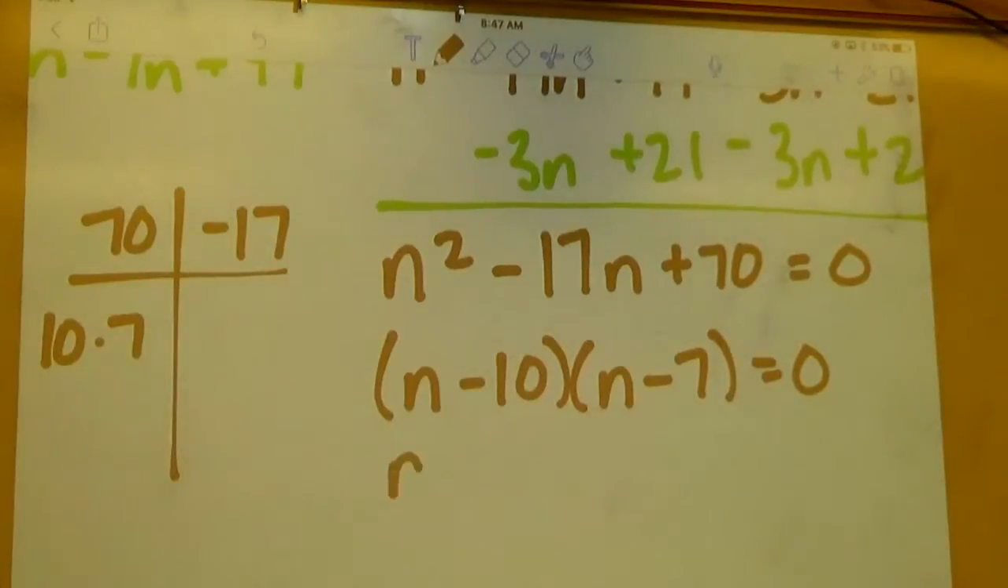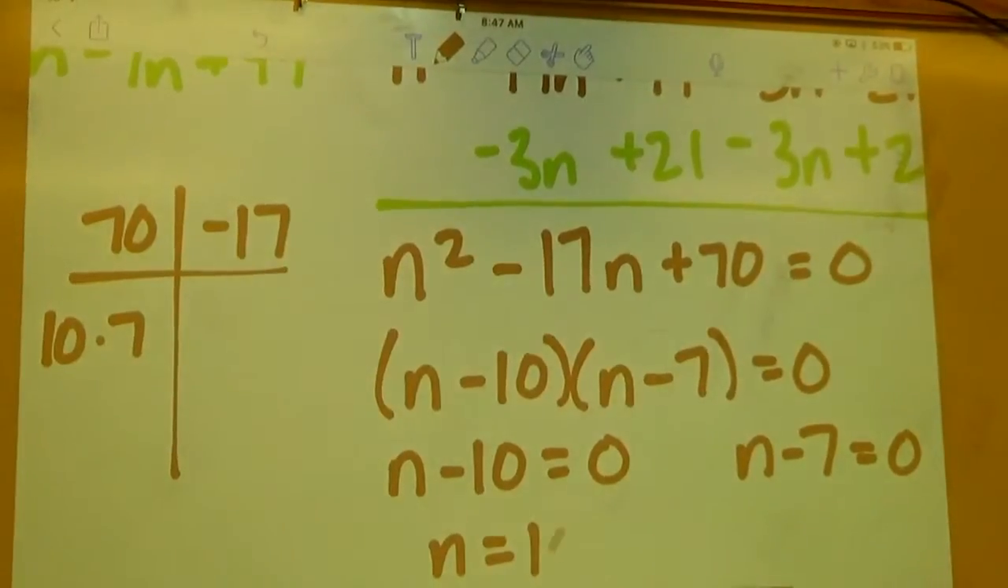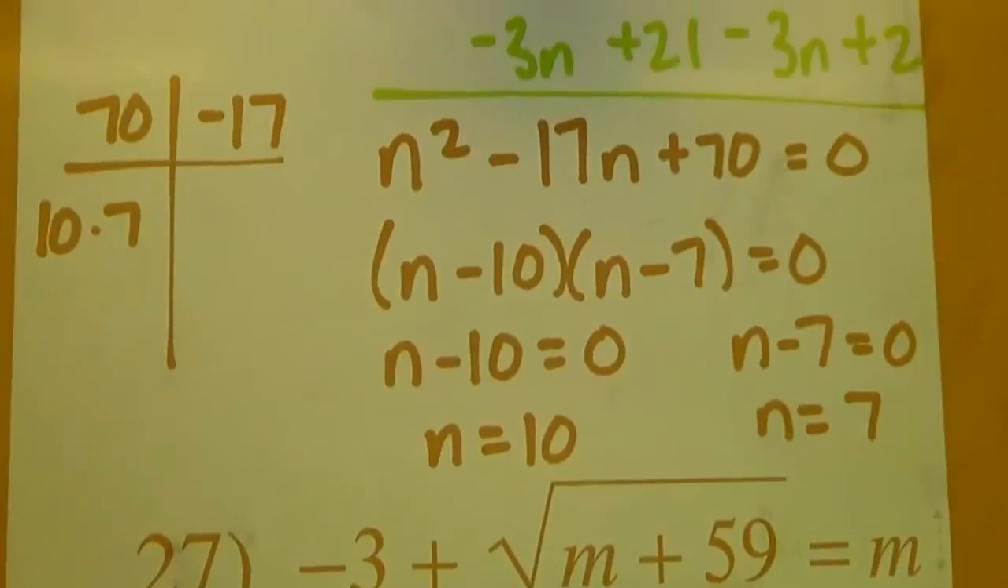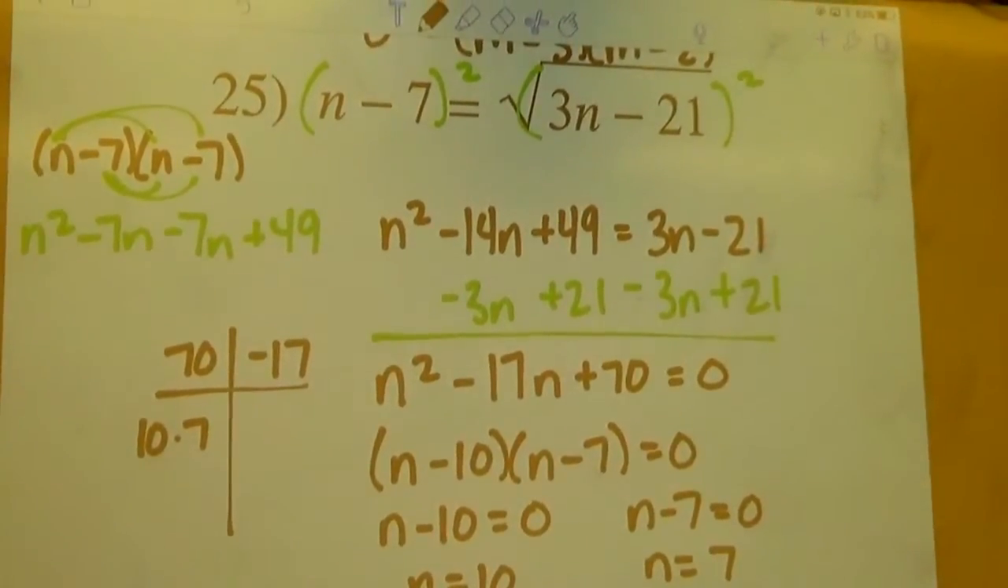So I'm going to get n minus 10 equals 0, n minus 7 equals 0. What's n equal here? 10. N equals 7. We're not done. I've got to go back and check.